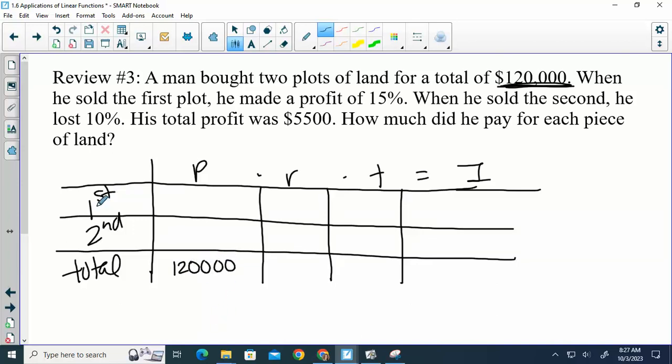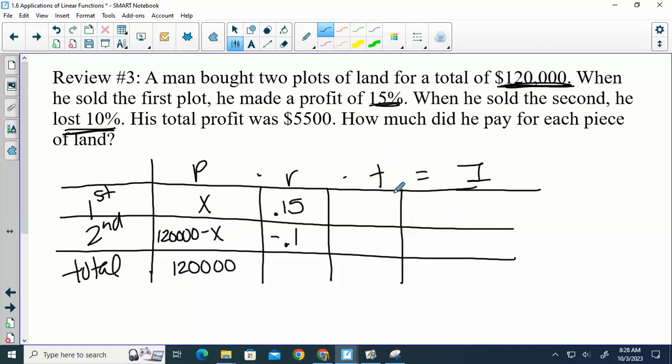With the first plot, he made a profit of 15%. So what would I do with that? That's the rate. Do I know how much we paid for the first one? So that would be x. The second one, he lost 10%. So what would I do? Negative 0.1 for the rate. What would I put for the principal here? It's 120,000 minus x. Yep, the total minus the amount we already spent.